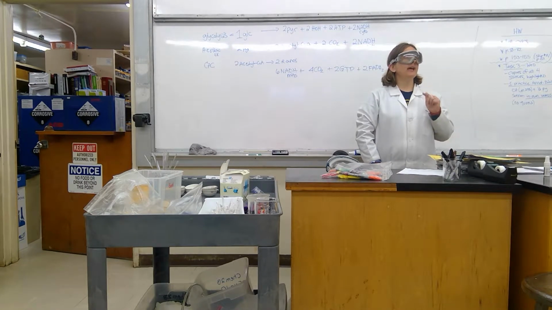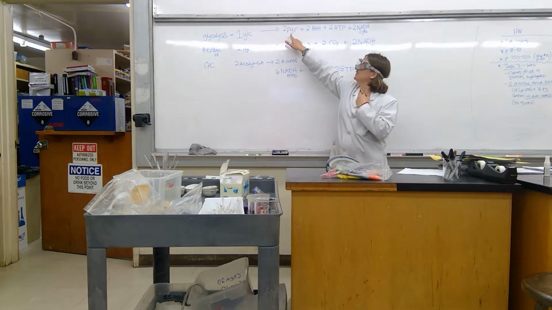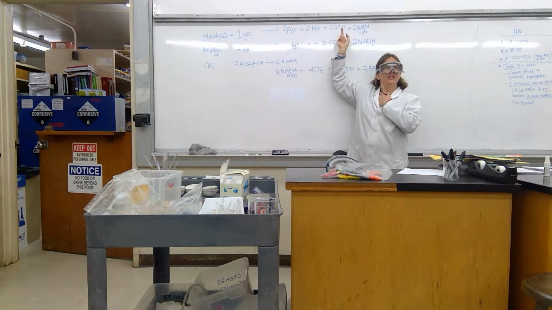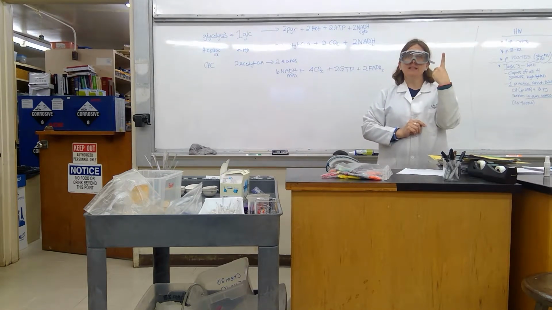So what will you get? So first of all, how many carbons in glucose 6-phosphate? Still 6. So I'm still going to get 2 pyruvate. I'm still going to get 2 waters. Are you still going to get 2 ATP? Is it going to be 1 ATP, 2 ATP, 3 ATP? How many am I going to get all together? 3. Because you're using only 1 this time, right?